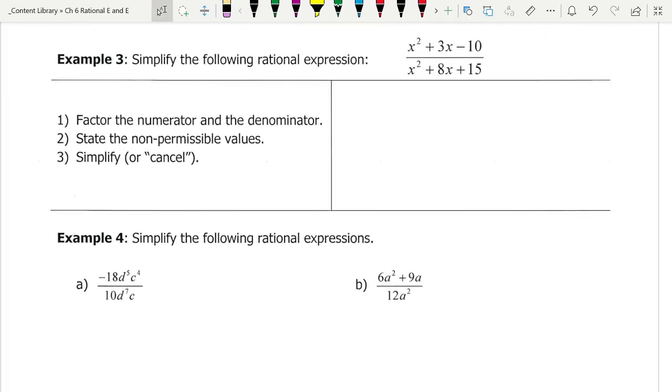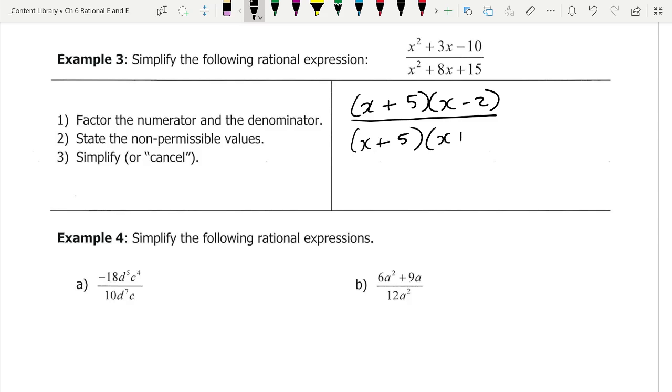Factor the numerator and denominator. Okay, what 2 numbers times to make negative 10 add to make 3? Plus 5 and minus 2. What 2 numbers times to make 15 and add to make 8? Plus 5 and plus 3. Okay, so this simplifies to x minus 2 over x plus 3, because x plus 5 divided by x plus 5 is 1.